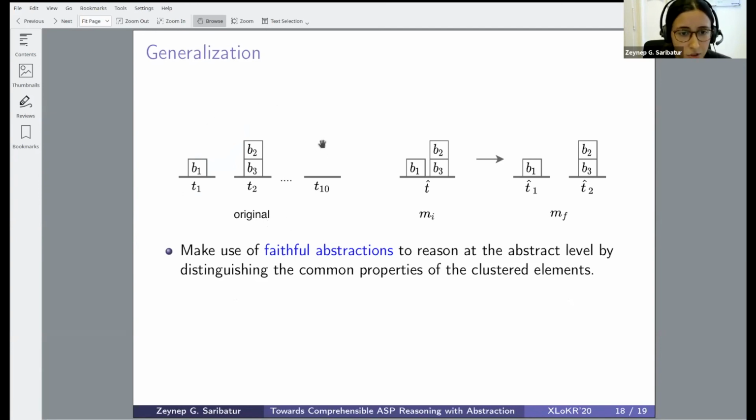So we also applied it to some planning problems where we consider this notion of the multi-table blocks world problem, where you have this initial state and you want to pile these blocks onto this table. And this is the initial state.